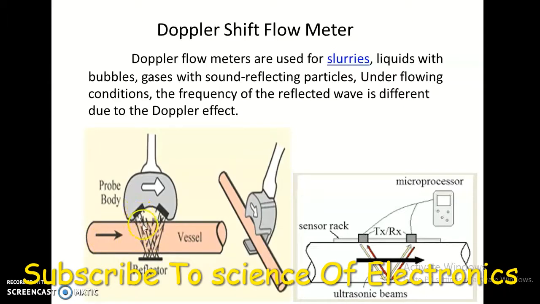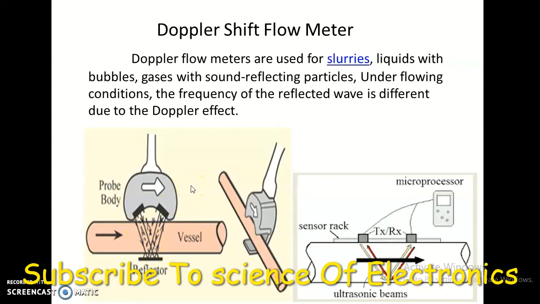Now when this ultrasonic sound passes through the particle, at the other side a reflector is placed. Here we can see another view of this ultrasonic probe. From here we transmit, at the reflector this wave is reflected, and again received at the receiver. Now there is a frequency shift, a difference between the transmitted frequency and the received frequency.